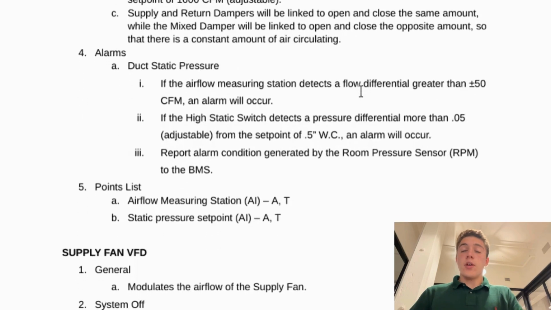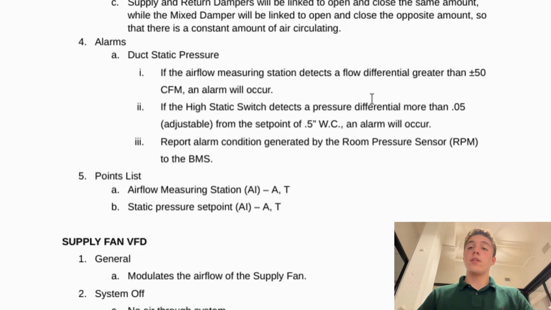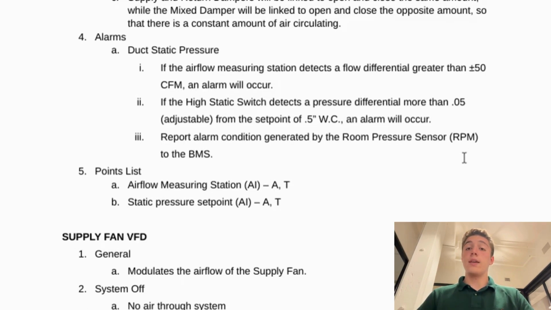Next, alarms, we have the duct static pressure. If the airflow measuring station detects a flow differential greater than plus or minus 50 CFM, an alarm will occur. If the high static switch detects a pressure differential for more than 0.05, adjustable, from the set point of 0.5 inches of water column, that's the pressure measurement, an alarm will occur. And the report alarm condition generated by the room pressure sensor to the BMS. So this is a pressure meter inside the room that's going to be reporting to the BMS.